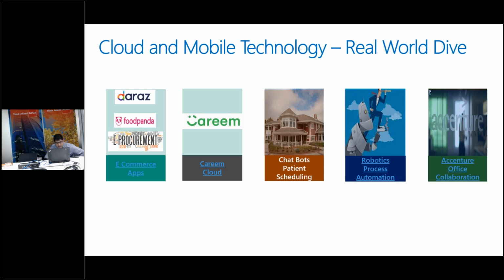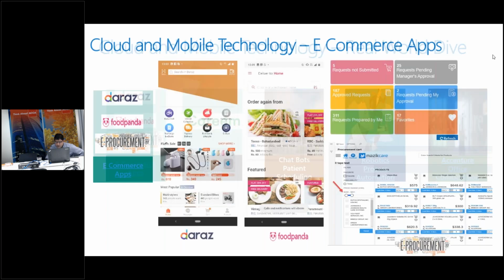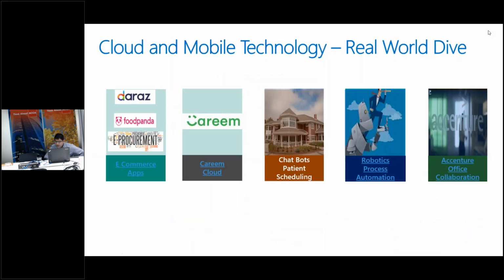We'll quickly see a chatbot, which is just a chatbot we have created ourselves, and then some robotic process automation, and then in the end, office collaboration, how Accenture is actually using Microsoft Office 365 to better collaborate among their employees and all. So let's go into the next slide of e-commerce app.